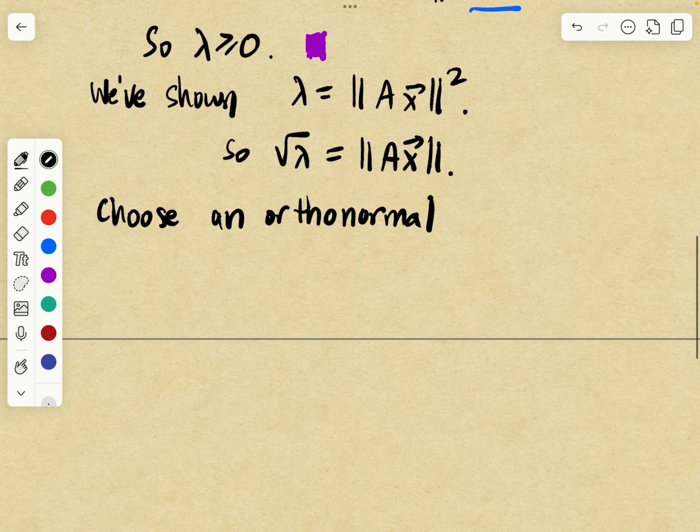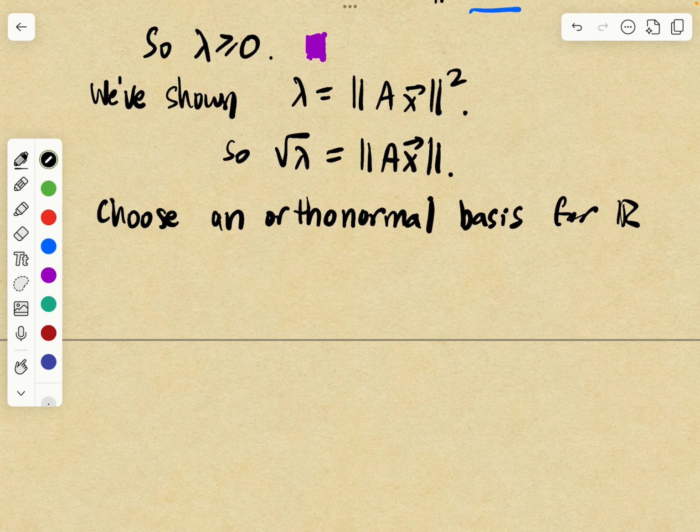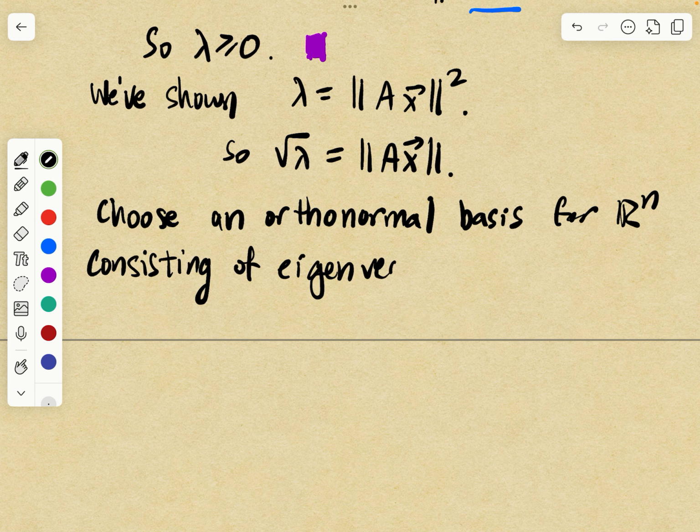Okay, so we choose an orthonormal basis for Rn consisting of eigenvectors of A transpose A. Remember, we can do this by the spectral theorem, right? A transpose A is a symmetric real matrix, so it has to form Q lambda Q inverse, and the column vectors of Q form an orthonormal basis for Rn consisting of eigenvectors of A transpose A.